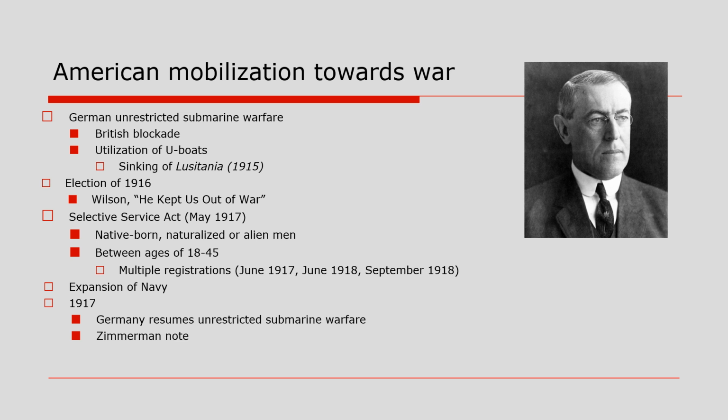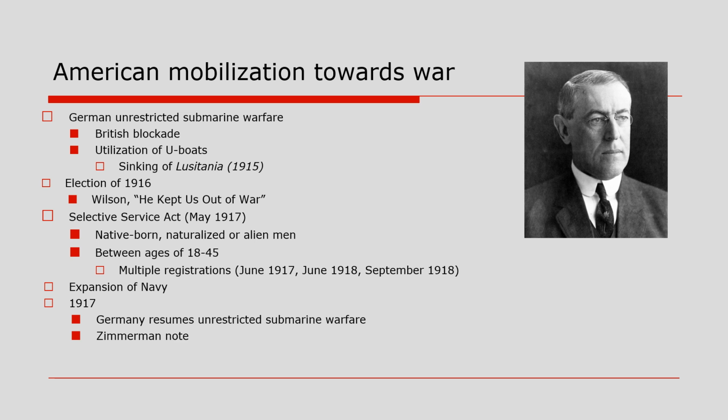So Germany knows it's a risky proposition to start sinking U.S. merchant ships, but they feel they have to do it because their other alternative is a slow death in the war. And so they resume unrestricted submarine warfare, which really upsets the United States. And also, in the winter of 1917, or I guess is it the spring?